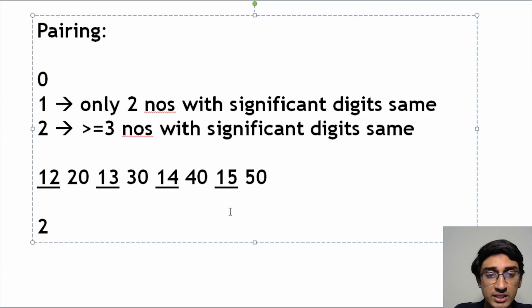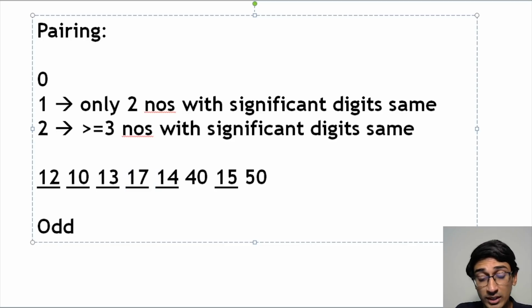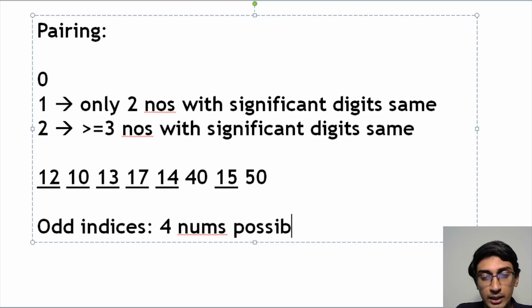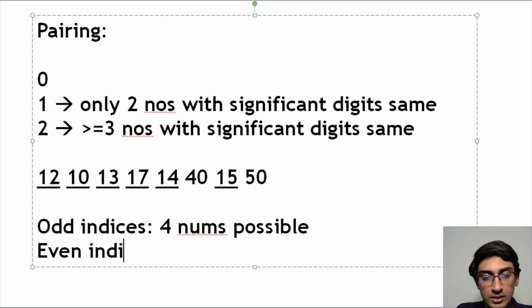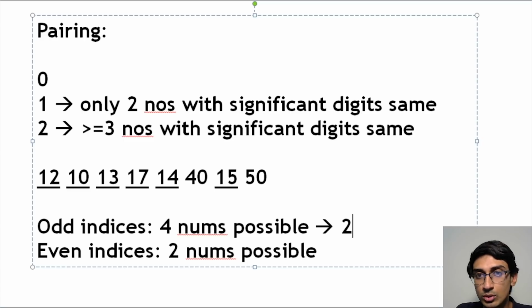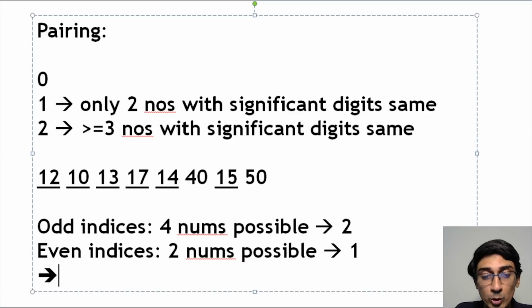There's one more edge case here. Let's look at that. If this was 10 and if this was, let's say, 17. So now even at the even places, we have one more pair. So from the odd indices, how many numbers are possible? 4 numbers possible. And from even indices, we have 2 numbers possible, right? Which means this 4 translates to 2 pairs. This 2 translates to 1 pair. But again, for a significant digit, we can have totally only 2 pairs. So finally, we stick to 2 pairs only.